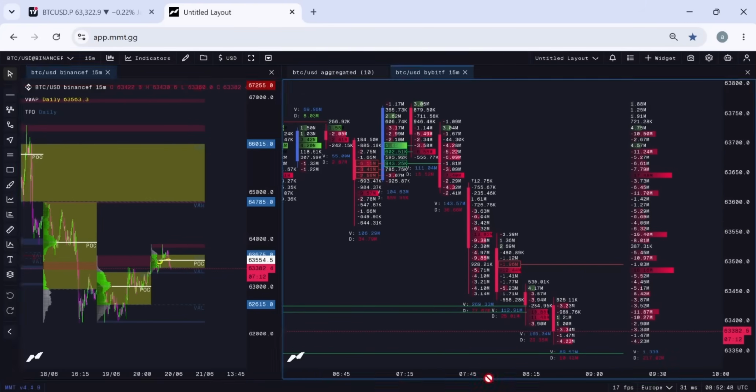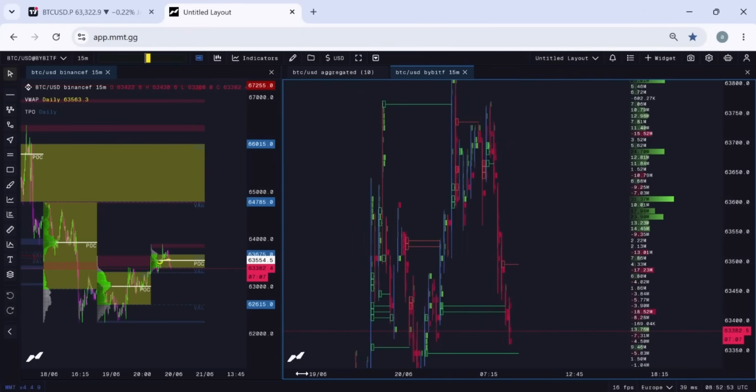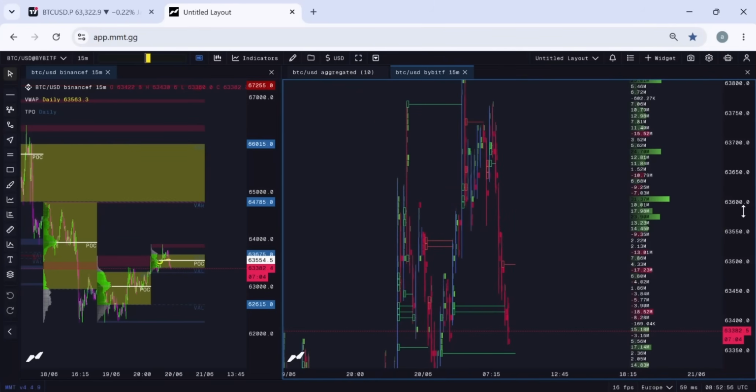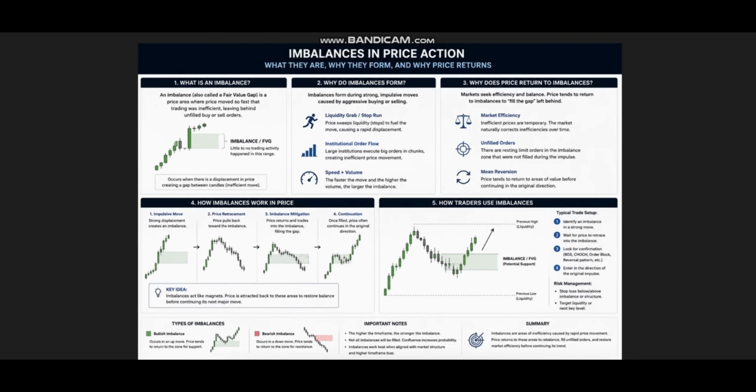So what we're going to focus on in order flow is what we call imbalances. Now, what are imbalances? Let me just show you. In front of us, I'm going to explain on this chart what imbalances are. Imbalances are also called fair value gaps. It's a price area where price moved so fast that the trading was inefficient, which basically means that there were unfilled buy or sell orders. So it's not fair value.